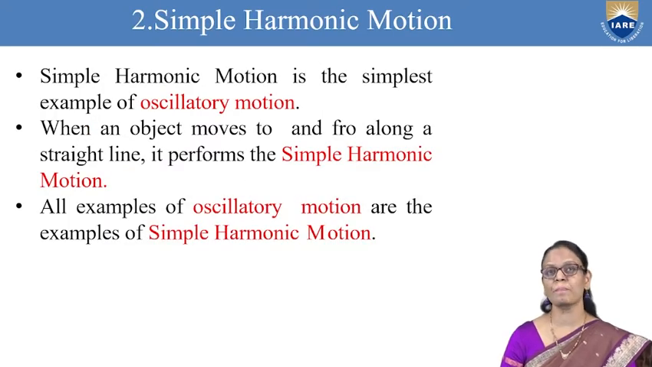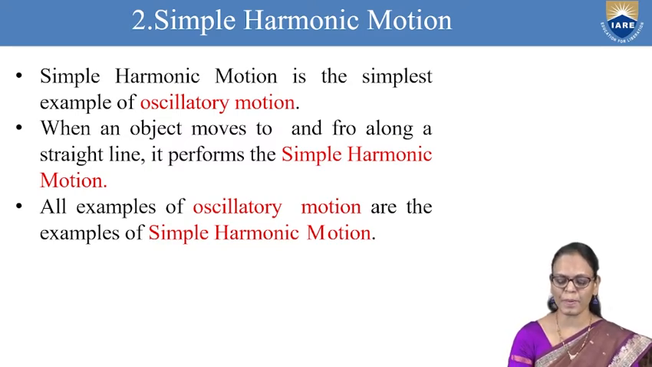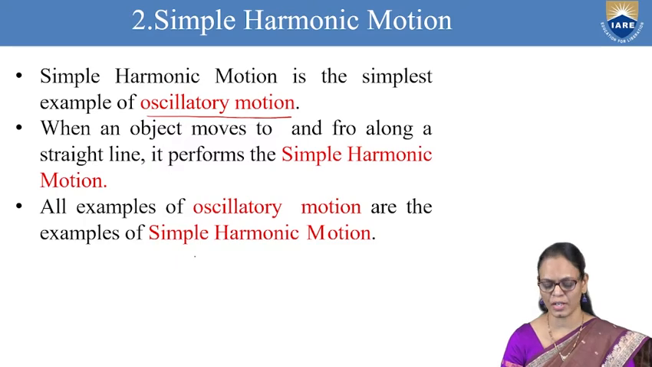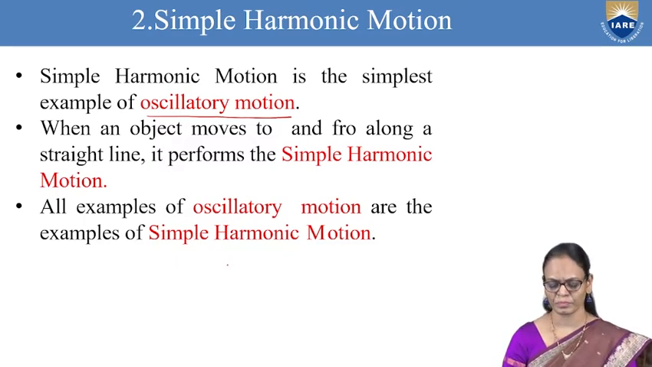Now coming to simple harmonic motion. What is simple harmonic motion? It is the simplest example of oscillatory motion. So when an object moves to and fro along a straight line, it performs simple harmonic motion. So all examples of oscillatory motion are examples of simple harmonic motion.